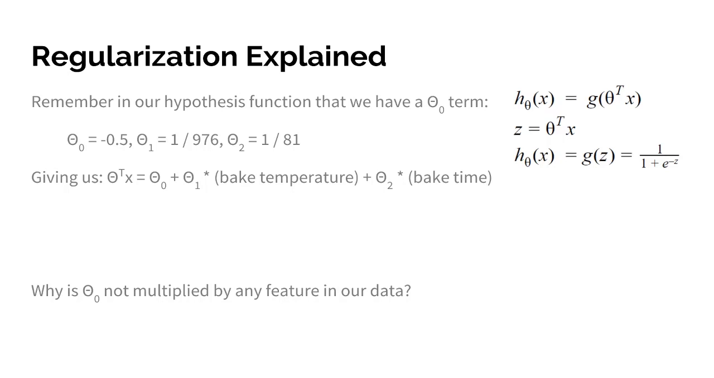And so for every data point, we actually add an x0 that's always equal to 1 in order to account for this regularization term when we do the dot product. Because as you know, dot product is equal to theta 0 times x0 plus theta 1 times x1 plus theta 2 times x2. So why is it that we have this theta 0 term?